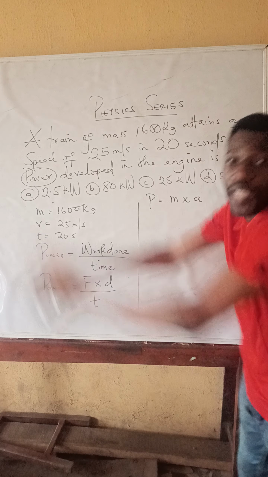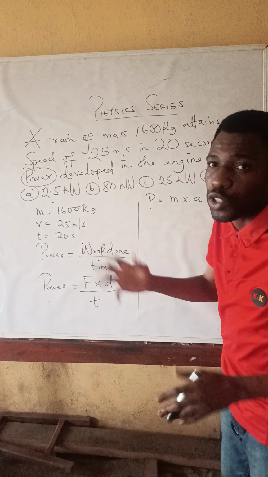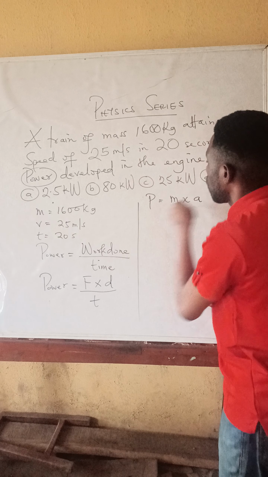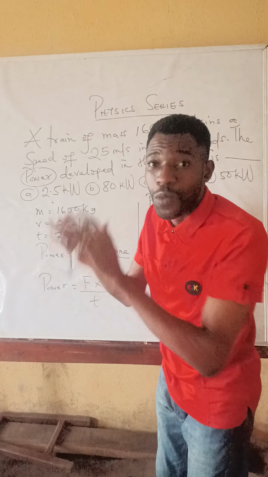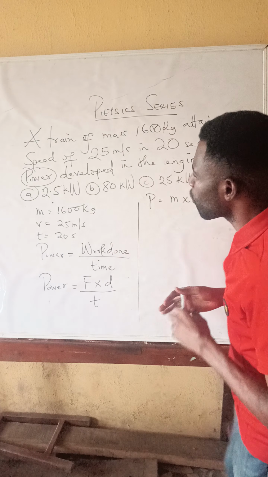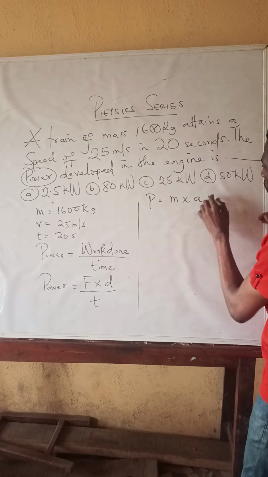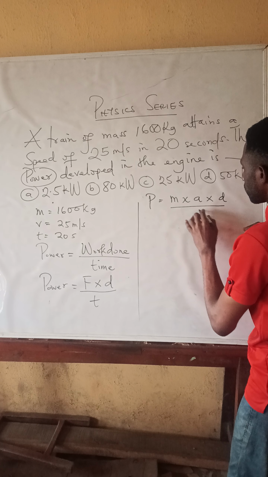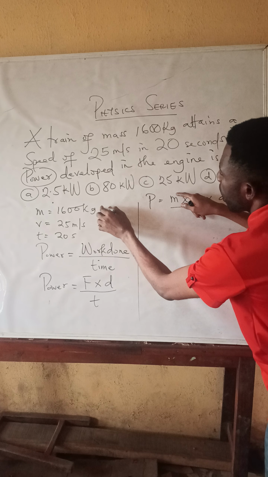The train is moving in a straight line, not in an upward and rising motion. If the motion in this question were upward and rising, we would have changed this a to g, which is acceleration due to gravity. Follow me, we're making progress. So force is given as mass times acceleration, then we have the distance, everything over the time.